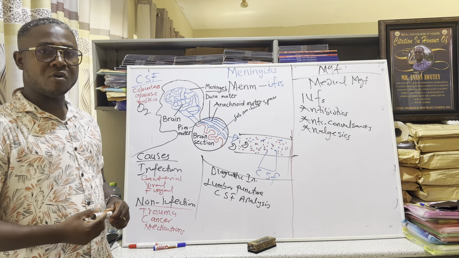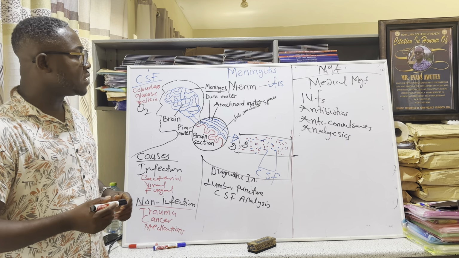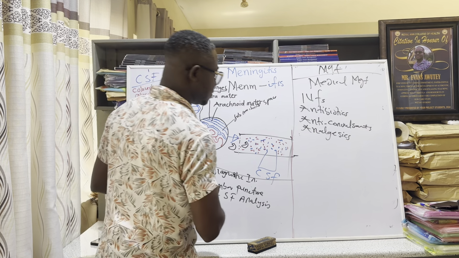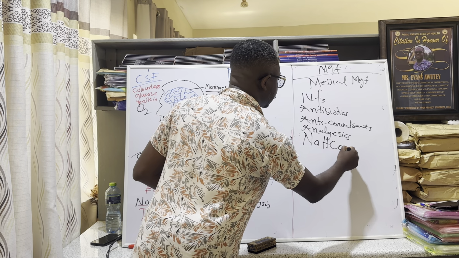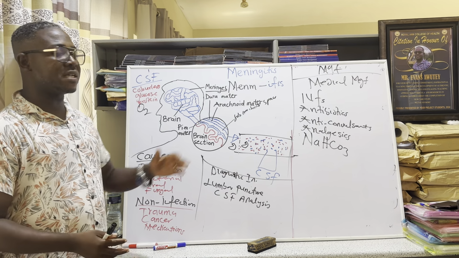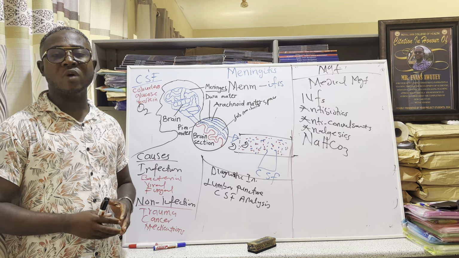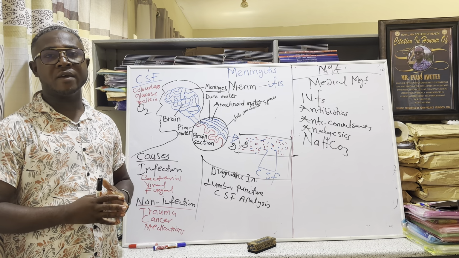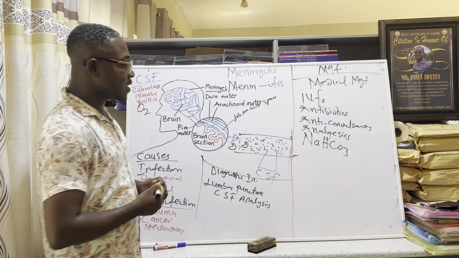Now, we can also give sodium bicarbonate. Sodium bicarbonate because of the acidosis that can occur. So it means that the only time you can give sodium bicarbonate is when you are assured that there is what? Acidosis, or the pH of the patient's blood is what? Low. Then we can also give calcium gluconate.